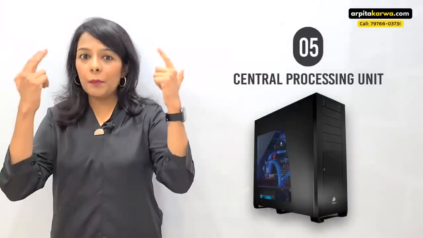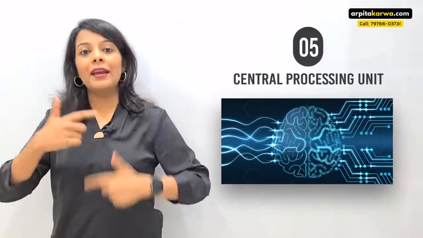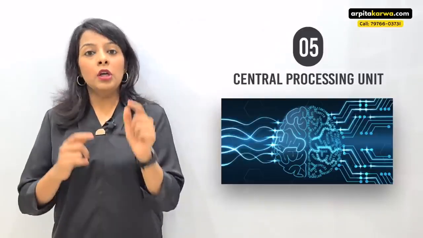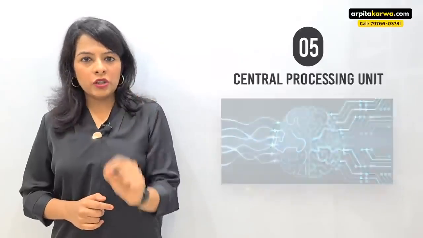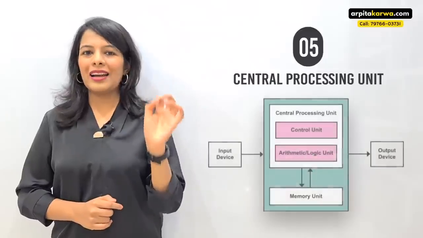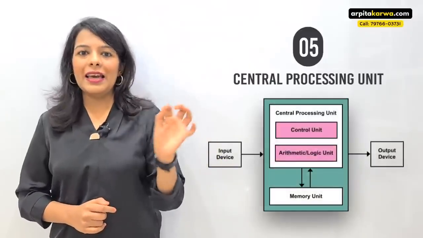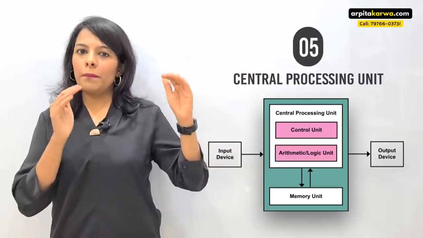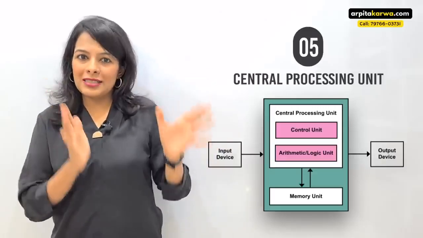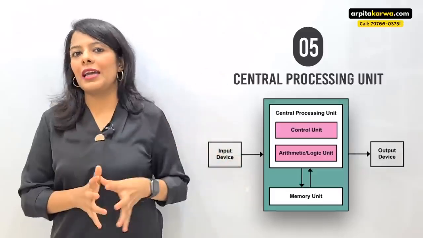CPU is known as the brain of the computer. This is where the processing happens. So what do you need to know here from the NET point of view? Here you need to know 2 components of the CPU: CU, that is the control unit, and ALU, that is the arithmetic logical unit. These are the 2 sections of the CPU which deal with different types of work.